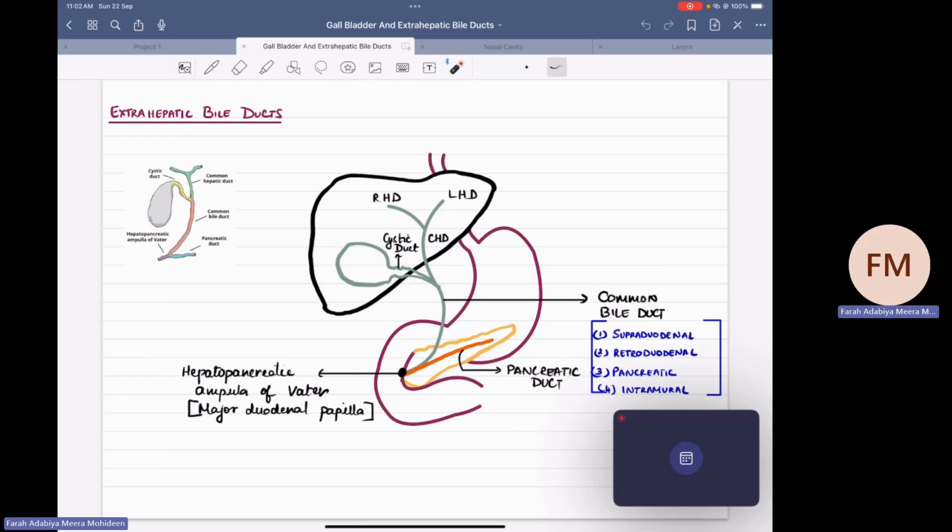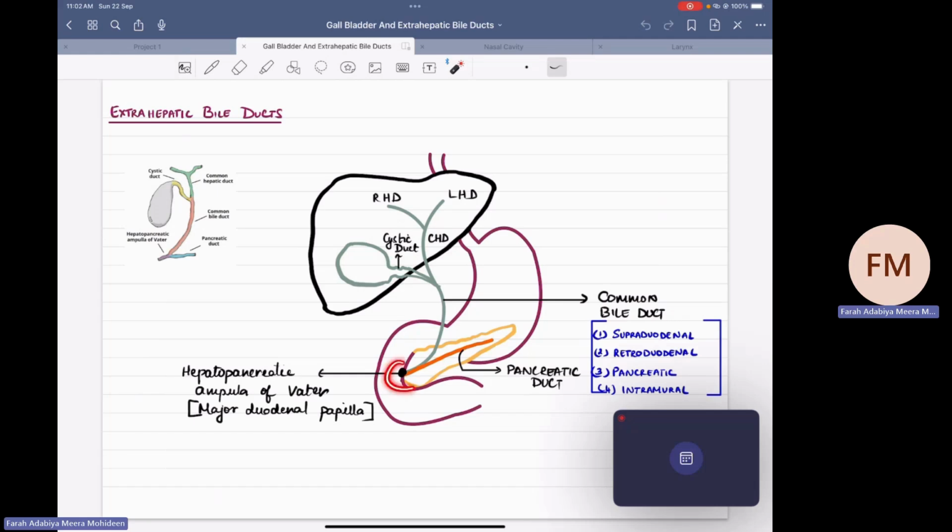There's a supraduodenal part, which is above the duodenum. There's a retroduodenal part, which is behind the duodenum. Then there's a pancreatic part, which is next to the pancreas. And then there's an intramural part, which is basically inside the organ wall itself.